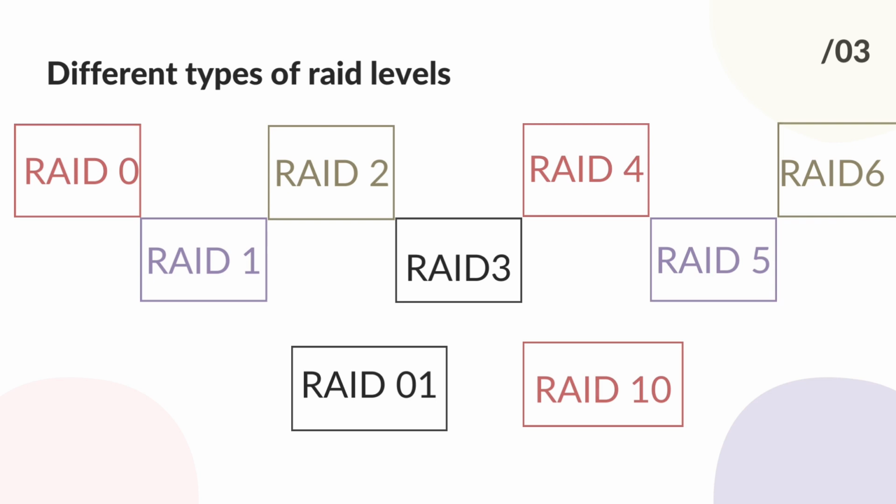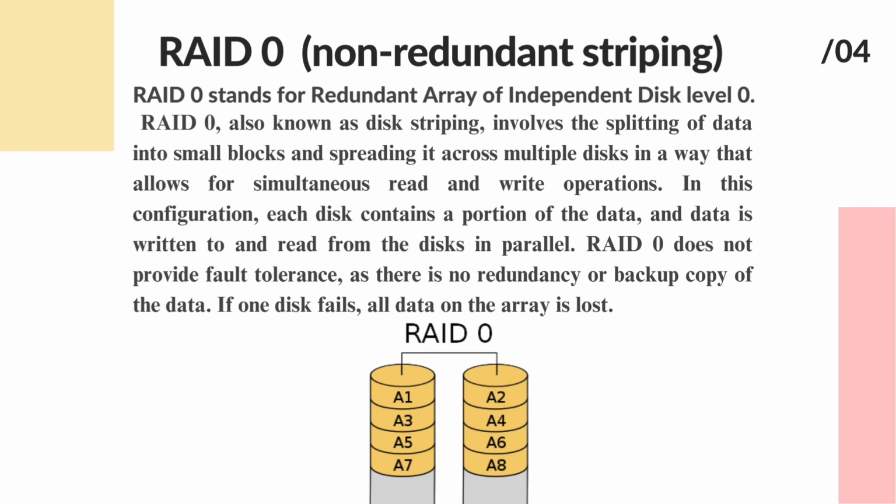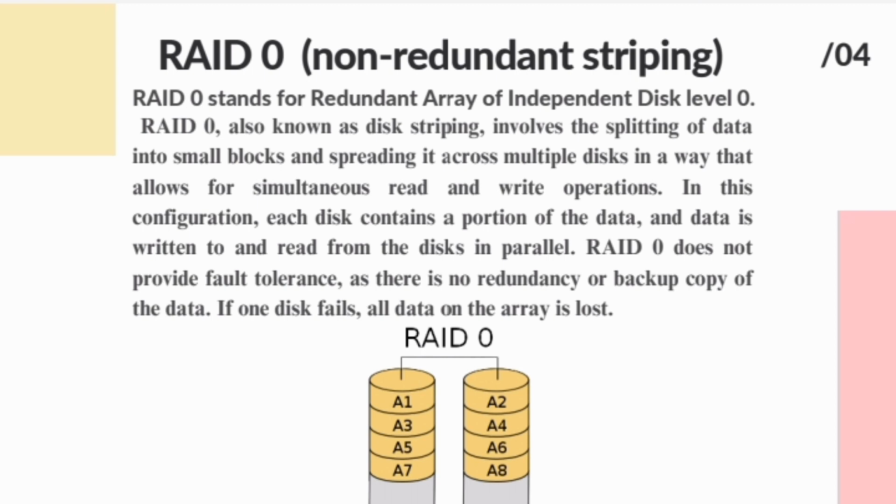The first one is RAID 0. RAID 0 stands for Redundant Array of Independent Disks Level 0. RAID 0, also known as data striping, involves splitting data into small blocks and spreading it across multiple disks in a way that allows for simultaneous read and write operations.